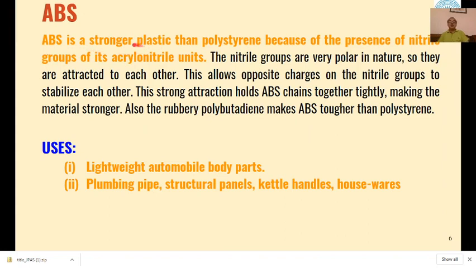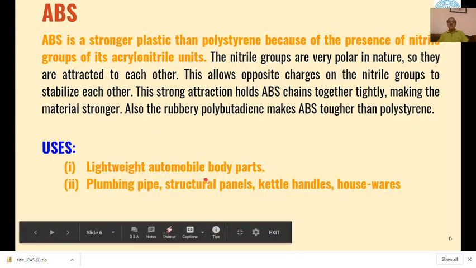Then this is a stronger plastic than polystyrene because of the presence of nitrile groups on the acrylonitrile. We know that the nitrile group is a polar group, and because of this the monomers are attracted to each other, and this allows the opposite charges of the nitrile groups to stabilize each other. Because of this attraction between the opposite charges, the polymer becomes very strong. This strong attraction holds ABS chains together tightly and makes the material very strong.